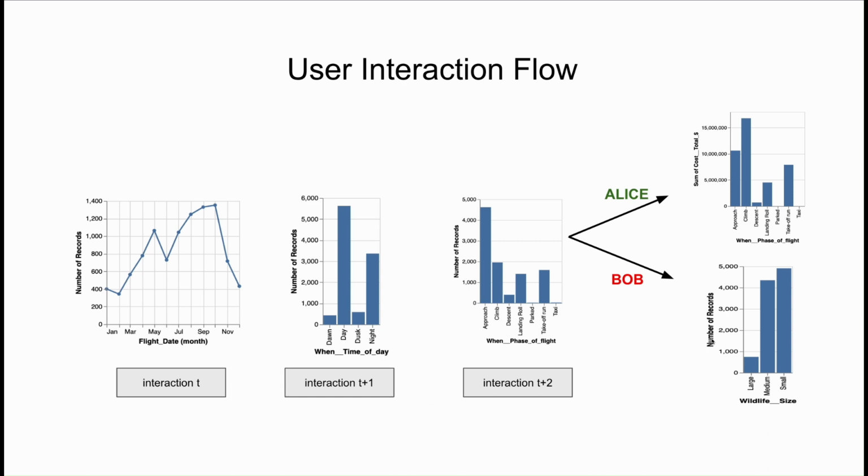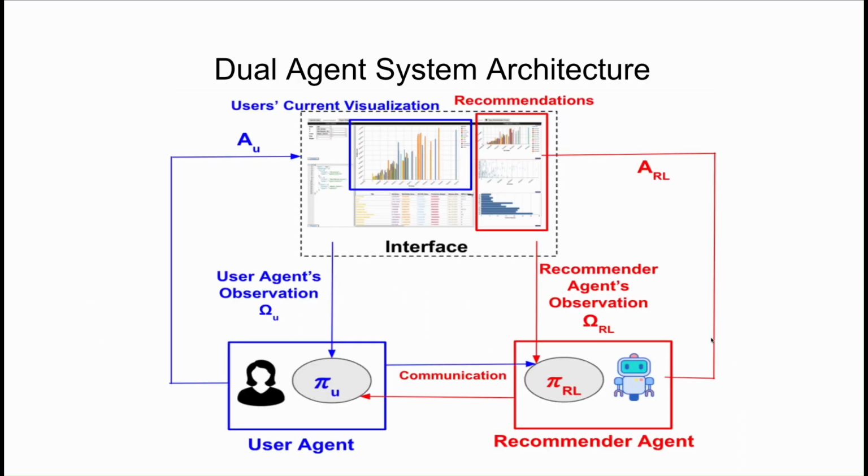Existing approaches based on pre-trained models to suggest visualizations will fail as users' data focus is changing despite having the same history. We formalize EDA using a dual agent Markov decision process framework.